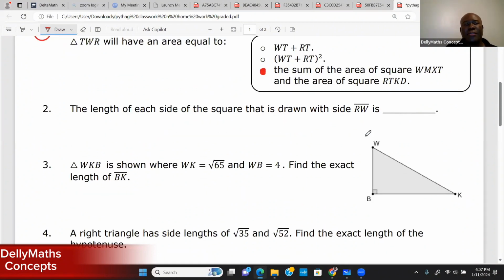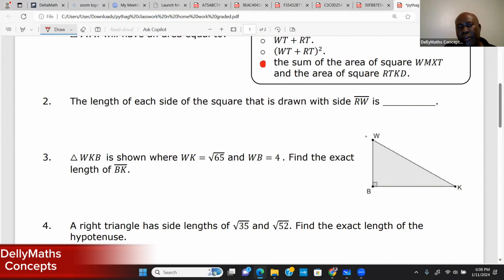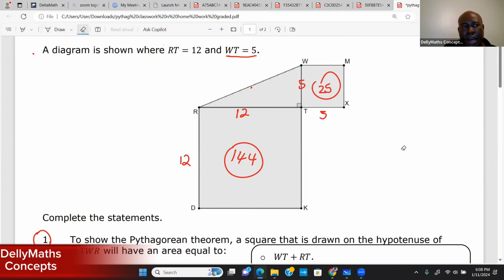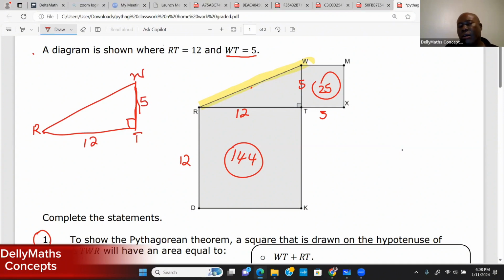Now it went further, it says the length of each side of the square that is drawn with the side RW is 1. So what is going to be the length of this side, RW, right here? All right, so remember that we do have this. So if we peel off this here, this is what we're looking at. This is our RW, and we want to find that. We have 12 here, and we have 5. It's the longer side that we need.